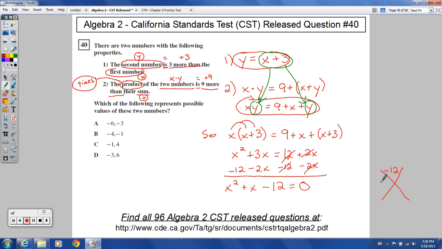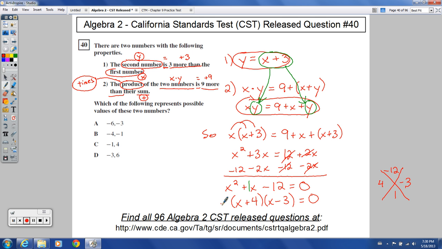We can think of two numbers that multiply together to get negative 12, but add together to get positive 1. Remember, it's like there's an invisible 1 right there in front of the x. And so what numbers will do that for us? It should be 4 and negative 3. Multiply them together, you get negative 12. Add them together, and you get 1. So we have x plus 4 and x minus 3 is equal to 0. And so from there, we can solve for x.